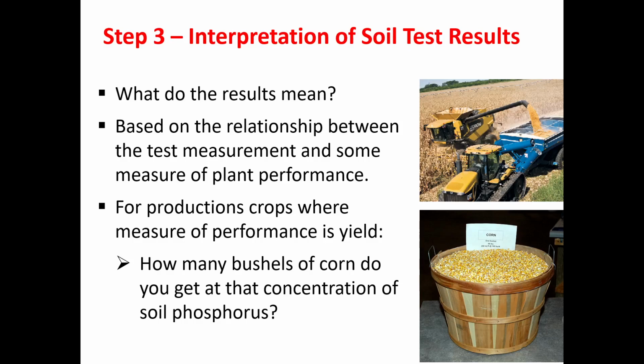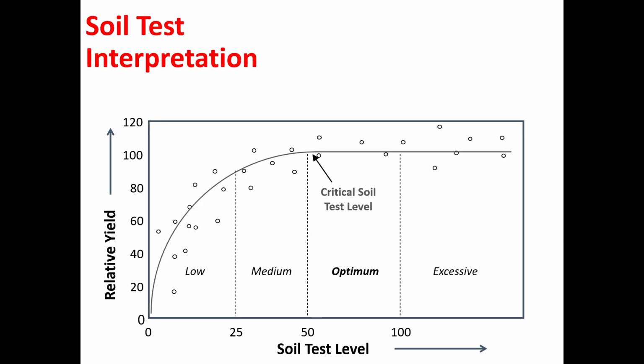Okay, so the lab did all the work, and now they're going to start interpreting that data for you. So what does that mean? They're going to look at the relationship. This is where the soil-plant correlation comes into play: the level in the soil versus the yield response. And this is what they're interested in, providing you a recommendation that if you add this amount, then you can get this yield goal. And this is the soil test interpretation. This is how labs sort of look into it.